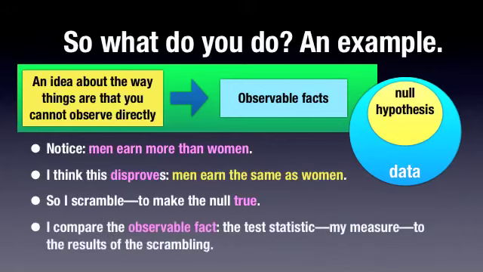And we're going to compare the observable fact, the test statistic, which is your measure in Fathom, to the results of the scrambling. If it's outside the results of the scrambling, then the blue circle becomes implausible, and you know that the null hypothesis must not be true and will reject it. That's the overarching logic of everything we've been doing lately. Maybe we'll take another little look at it in another video.